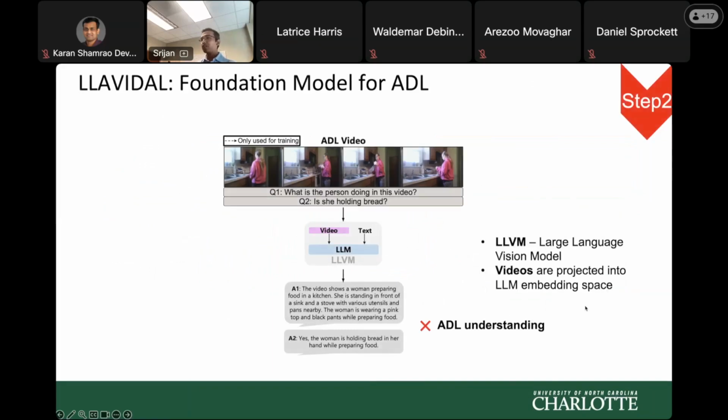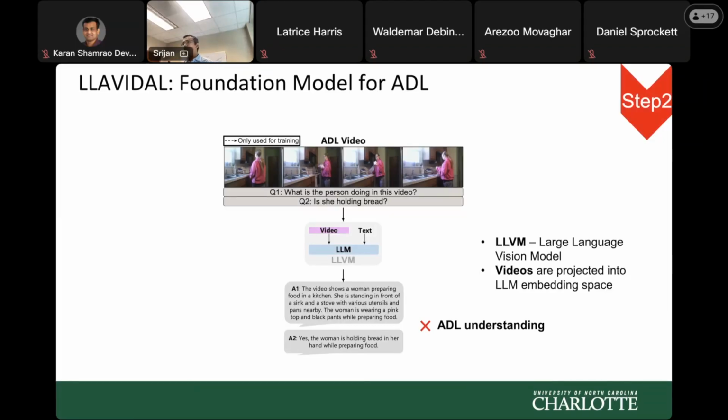Once you have the model and the data, now we can go ahead and train the model. This is a very naive model. You have video, you have text, right? And you integrate everything into the VLM or large language vision model, which consists of some MLPs and the LLM. If you do that, it does not have a very good ADL understanding.